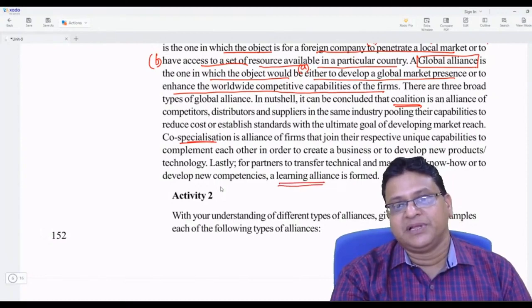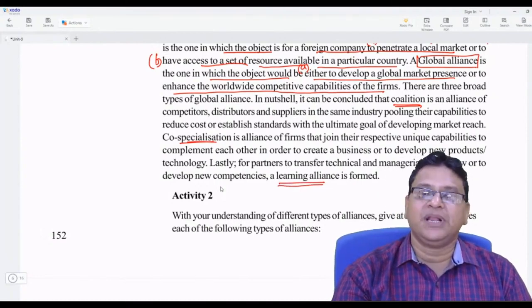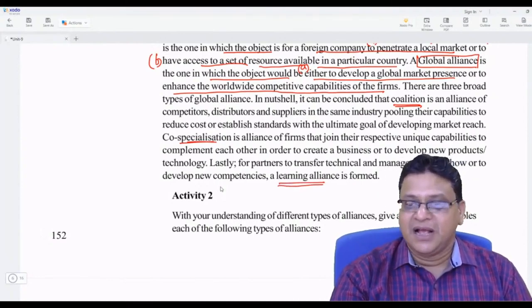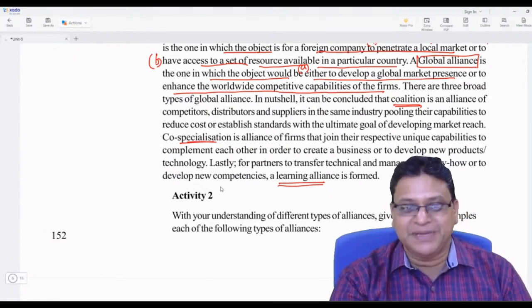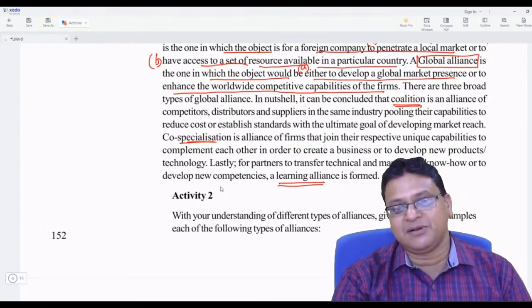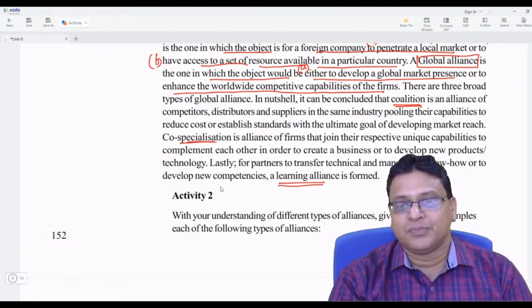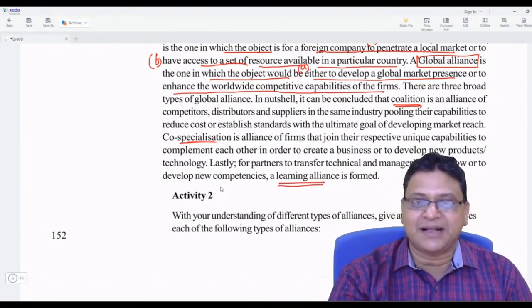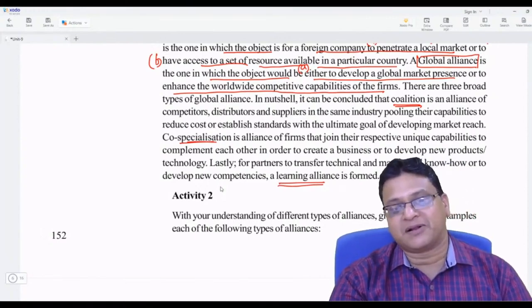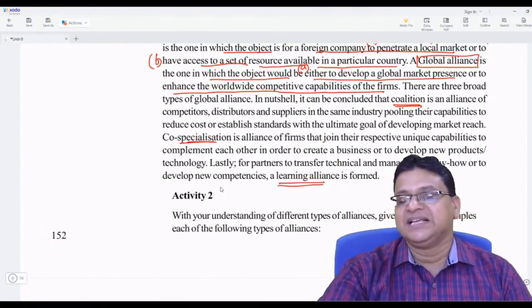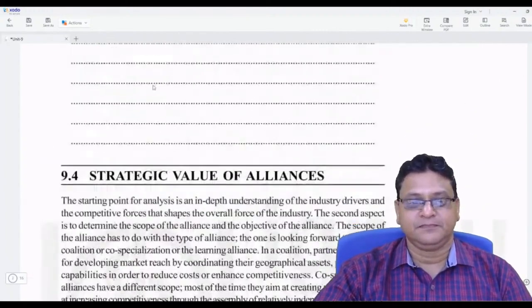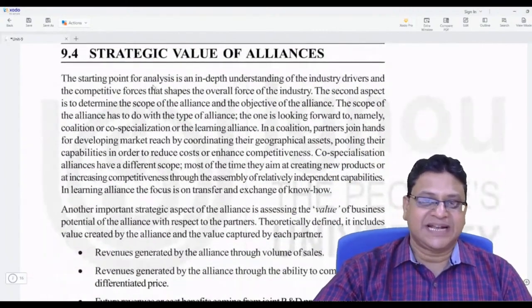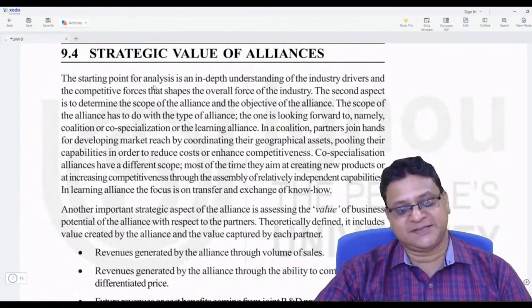Three purposes. Coalition is an alliance of competitors, distributors of the same industry. Co-specialization, both the firms bring their unique capabilities to form a new product, and learning alliance is used to transfer know-how. Next, we will discuss strategic value of alliances.